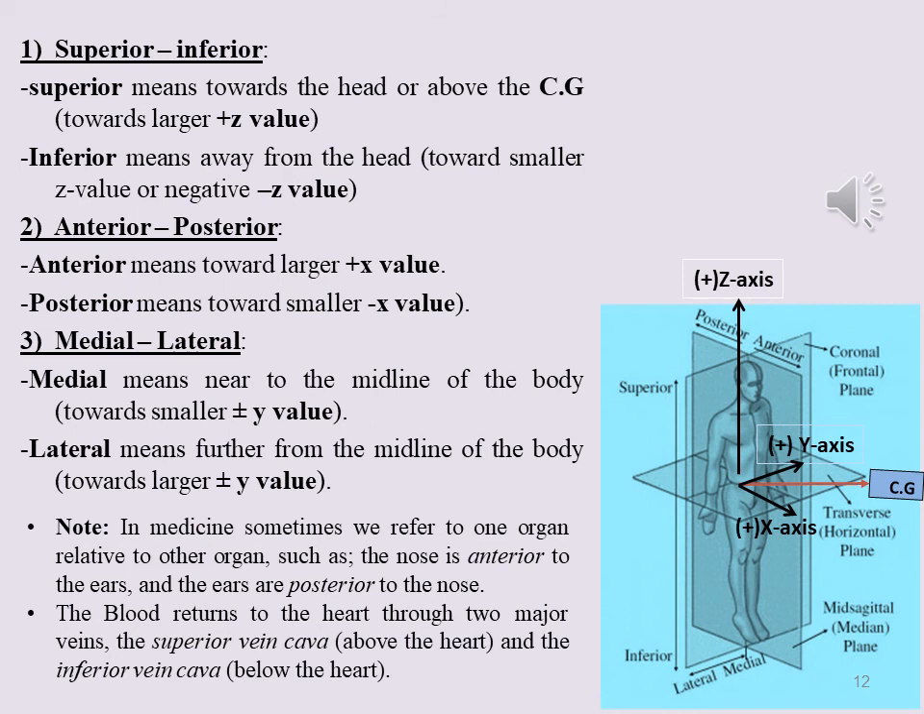Note, in medicine sometimes we refer to one organ relative to another organ, such as, the nose is anterior to the ears, and the ears are posterior to the nose. The blood returns to the heart through two major veins, the superior vena cava, above the heart, and the inferior vena cava, below the heart.